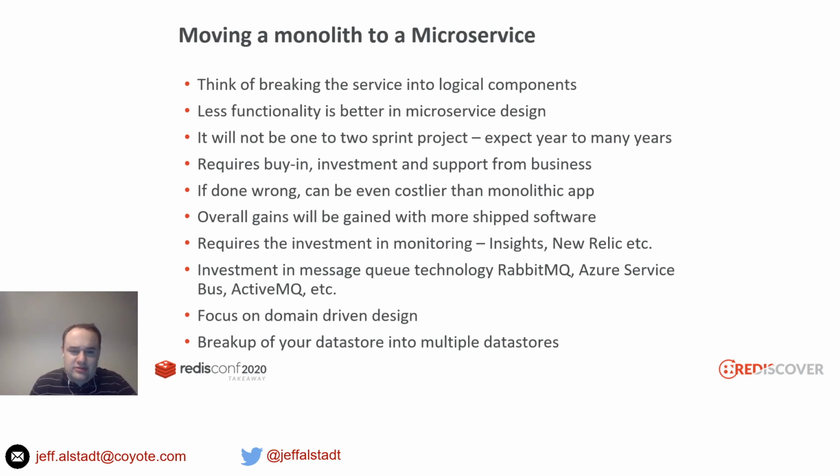Less functionality is usually better in microservice design. That's actually a core principle. You should have less functionality, and the functionality should be solely for the purpose of that microservice. It will not be done in a 2-sprint project. Expect a year to many years. For Coyote, it took us many years, and we're actually still working through our monolithic app decoupling into microservices.